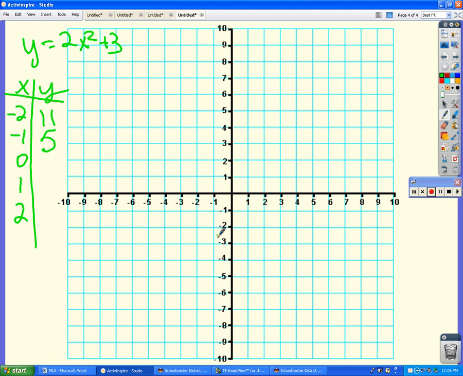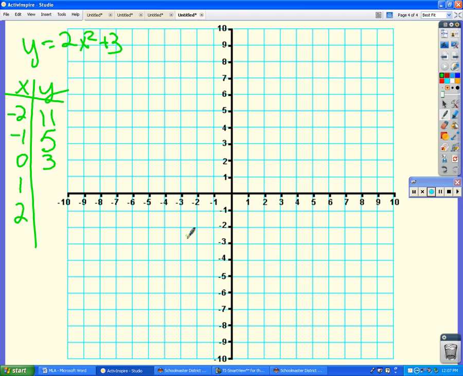Now you have to be careful, this is a little tricky. If I plug 0 in there, what do I get? Because 0 squared is 0. 0 times 2 is 0. And then if you add 3 onto that, you get 3. 0 squared is 0, 0 times 2 is still 0, plus 3. Anything to the 0 power is 1. So if I went 3 to the 0 power, I would get 1. That's what you're thinking of.